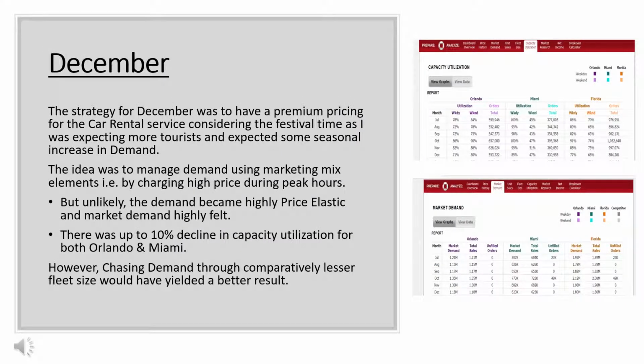The strategy for December was to have premium pricing for the car rental service, considering the festival time, as I was expecting more tourists and some seasonal increase in demand. The idea was to manage demand using marketing mix elements, that is, by charging a high price during peak hours. But unlikely, the demand became highly price elastic and market demand was highly felt. There was up to 10% decline in capacity utilization for both Orlando and Miami. However, chasing demand through a comparatively lesser fleet size would have yielded a better result in this situation.